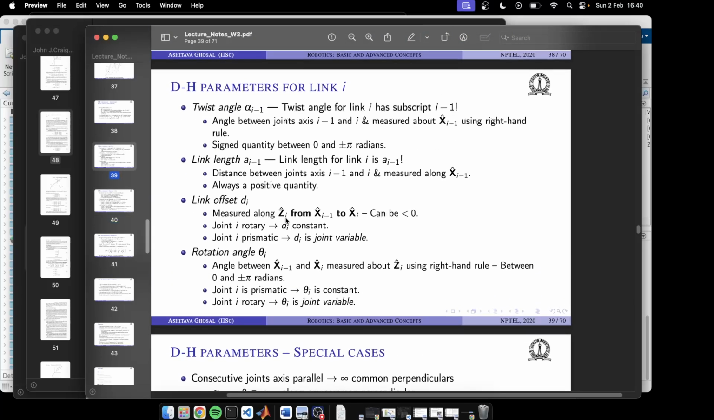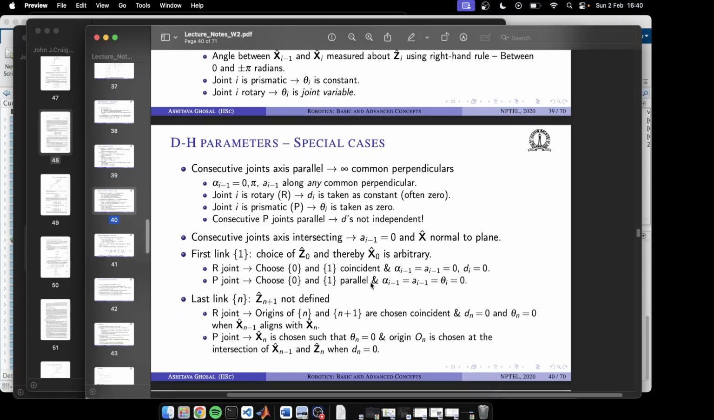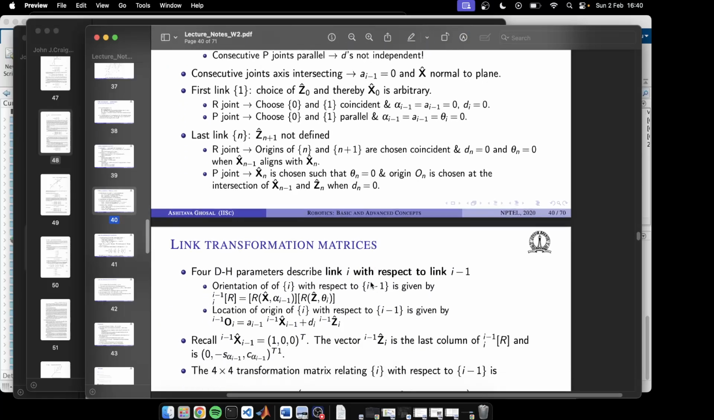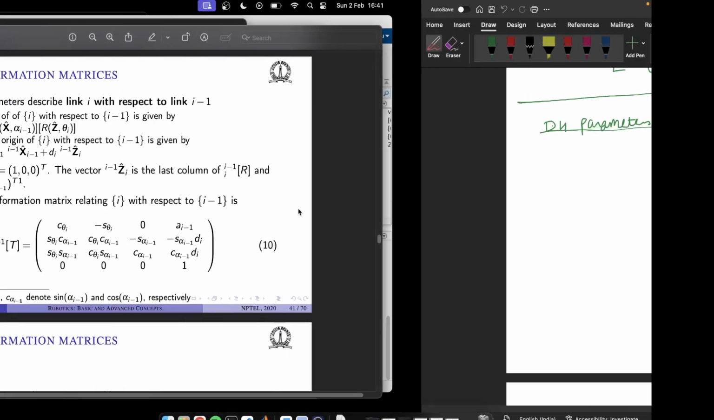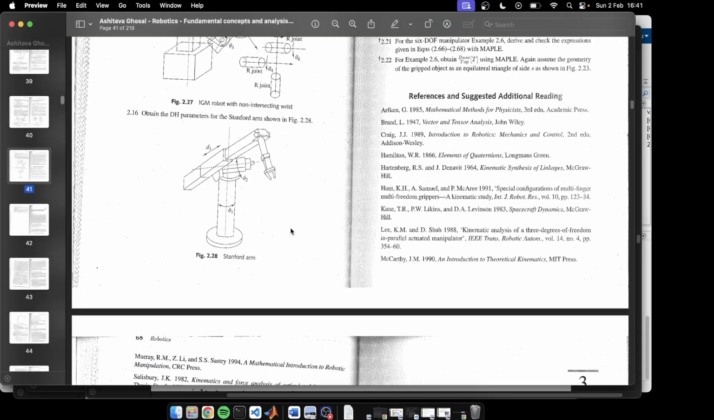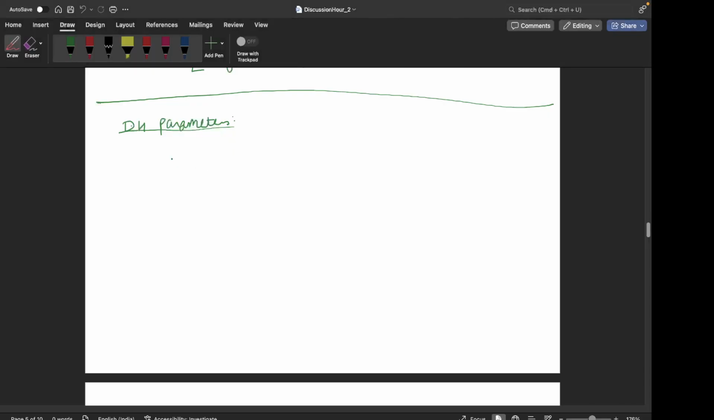And apart from these, these rules generally cover all the cases, but there are some special cases in which the axes are oriented in a special way, like they are parallel or they are intersecting. And in these cases, we have some specific special rules to handle them. So what we'll do here is we'll take a quick example, and we will find out the DH parameters for this system. This is the Stanford arm.